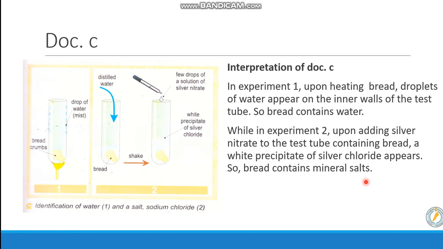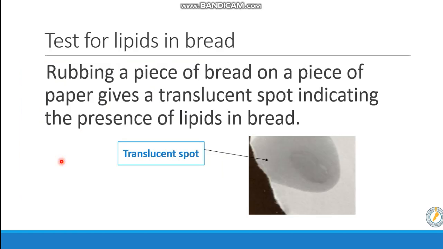So till now, we know that the bread contains starch because we got a positive iodine result. We know that the bread contains proteins because we got a positive Biuret test result. And now we know that the bread contains mineral salts because we got a white precipitate with silver nitrate. And the bread contains water because we observed steam or droplets of water upon heating the breadcrumbs. We still have only one experiment to make, which is rubbing a piece of bread on a piece of paper. It leaves a translucent spot. This means that the bread contains lipids.